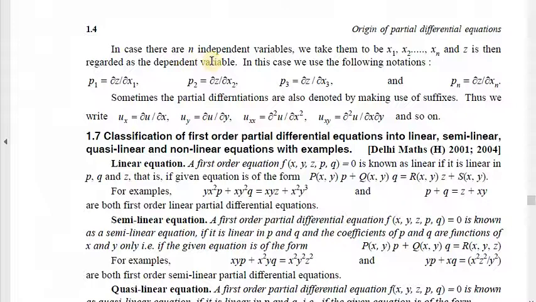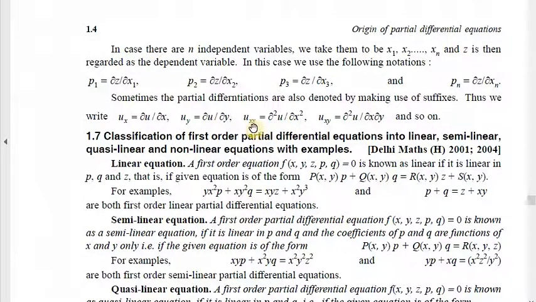Whenever you have n independent variables, say x1, x2, ..., xn, and z is a dependent variable, we start with p1. p1 is the differentiation of z with respect to x1, and when you differentiate z with respect to x2, it is called p2, and so on. We can also write this notation as ux, meaning partially differentiating u with respect to x, and partially differentiating u with respect to y is uy. The suffix denotes the variable with respect to which we are differentiating partially. This is very nice actually.